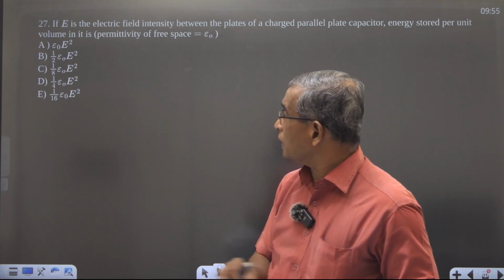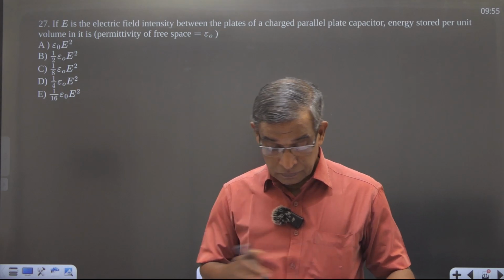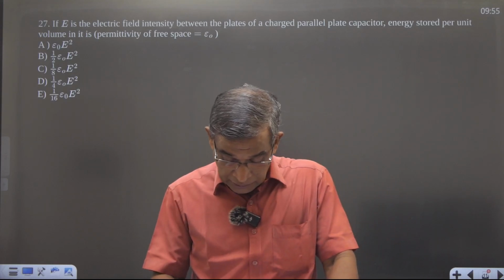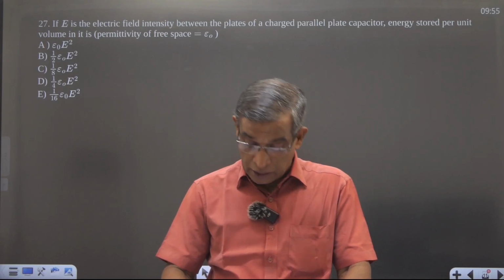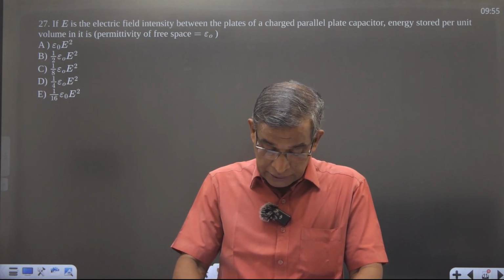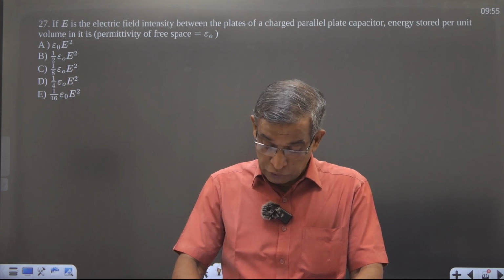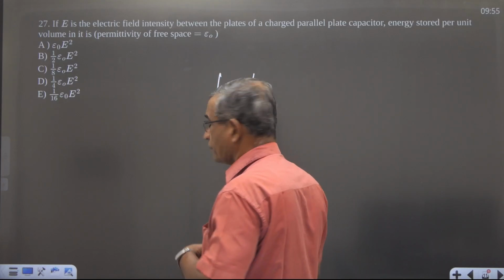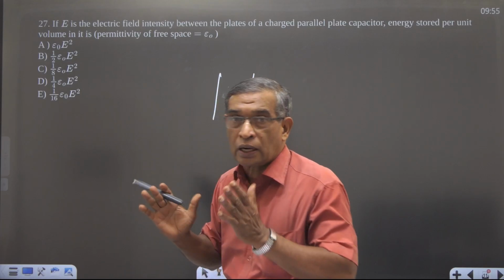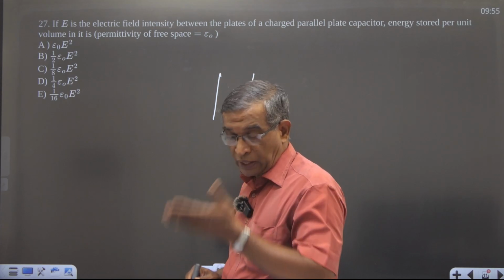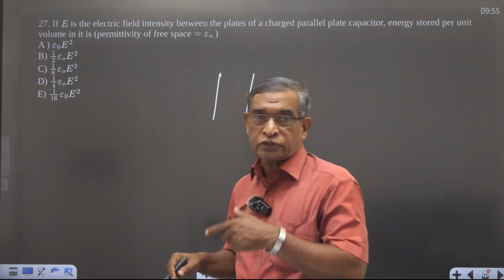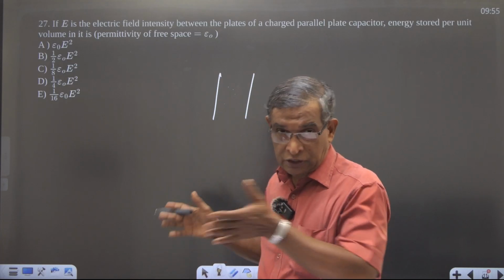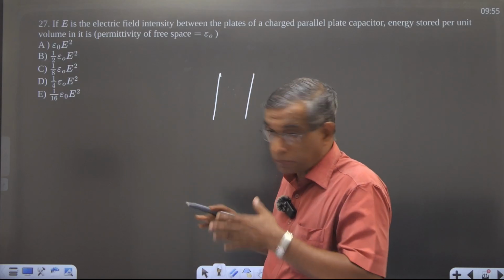If the electrical field intensity between the plates of a charged parallel plate capacitor is E, what is the electrical energy stored per unit volume? The permittivity of free space is epsilon 0. For a parallel plate capacitor, you know that the energy is stored in the dielectric medium between the plates, where the electrical field is there, and therefore the dipoles are arranged and possess electrical potential energy by rearrangement of the dipoles. The energy is not on the plate, but in the space between the plates.